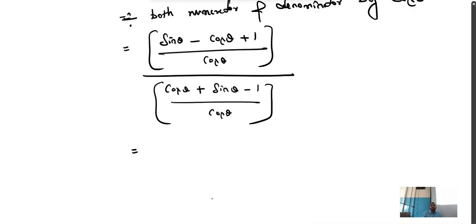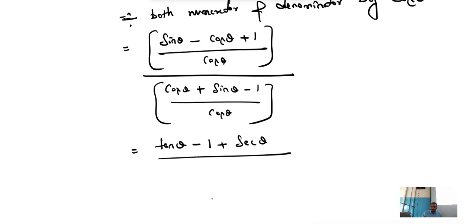Now, shall we solve step by step? Look, this cos theta divides sin also, meaning sin theta by cos theta, cos theta by cos theta, and 1 by cos theta. The cos theta divides with every term. Whole divide means it divides every term. So what is sin theta by cos theta? Tan theta. Minus cos theta by cos theta is 1, plus 1 by cos theta is secant theta, divided by cos theta by cos theta is 1, plus sin by cos is tan theta, minus 1 by cos is secant theta.